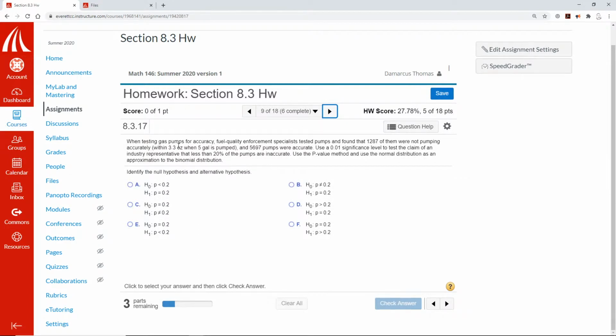When testing gas pumps for accuracy, fuel quality enforcement specialists tested pumps and found that 1,287 of them were not pumping accurately, within 3.3 ounces when 5 gallons is pumped. All right, and 5,697 pumps were accurate. Use a 0.01 significance level to test the claim of the industry representative that less than 20% of the pumps are inaccurate.